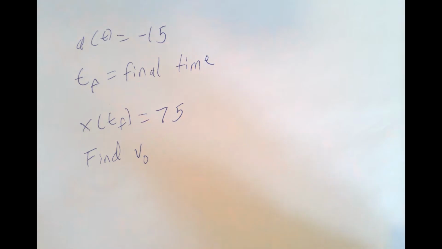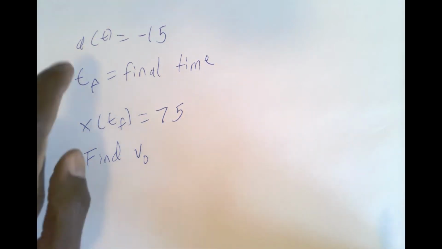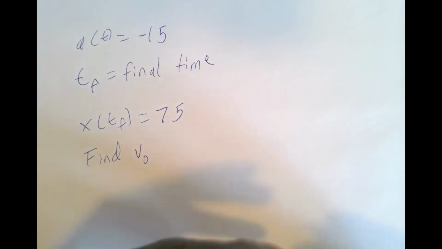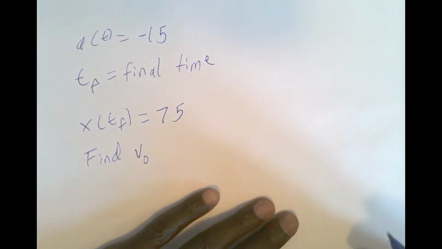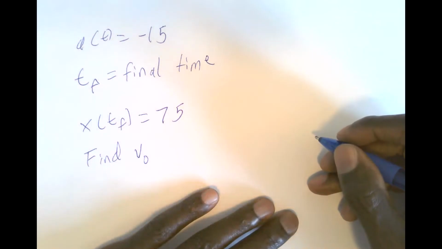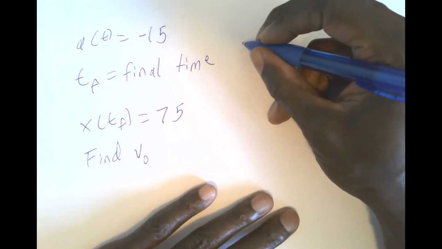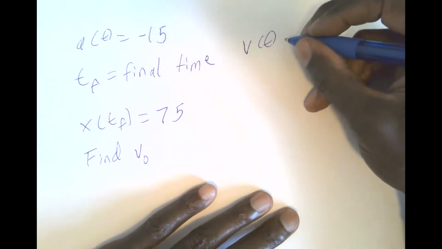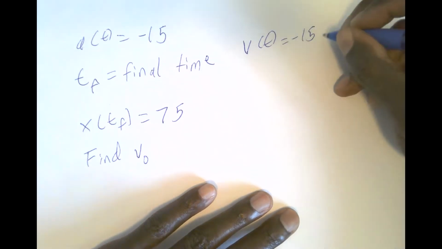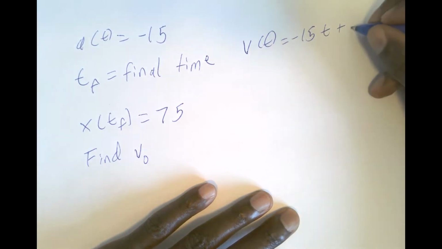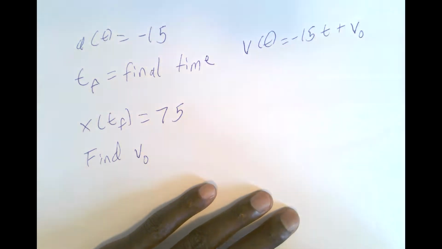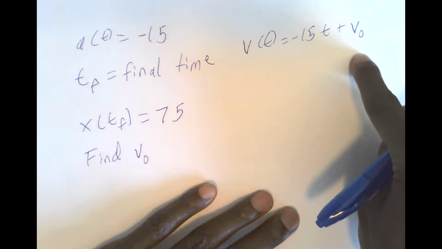So again, let's work our way back. And so we have the acceleration. So from the acceleration, I can find the velocity function. And so if the acceleration function is negative 15, then the velocity function would be negative 15t plus some constant, and that constant happens to be the initial velocity. So notice, this is the guy I want to solve for. So I want to solve for the initial velocity.